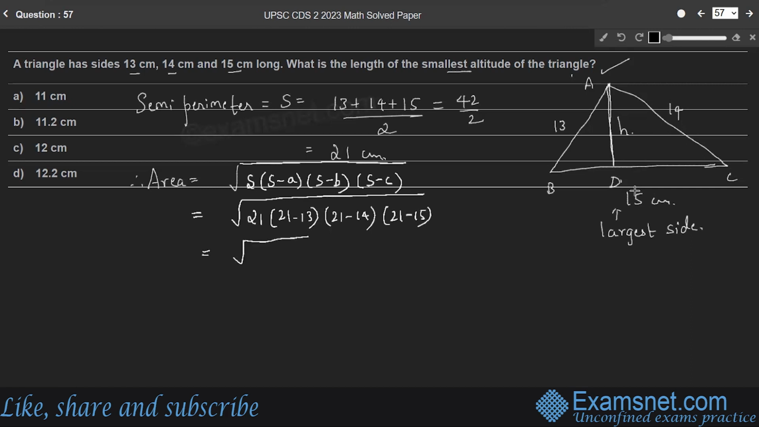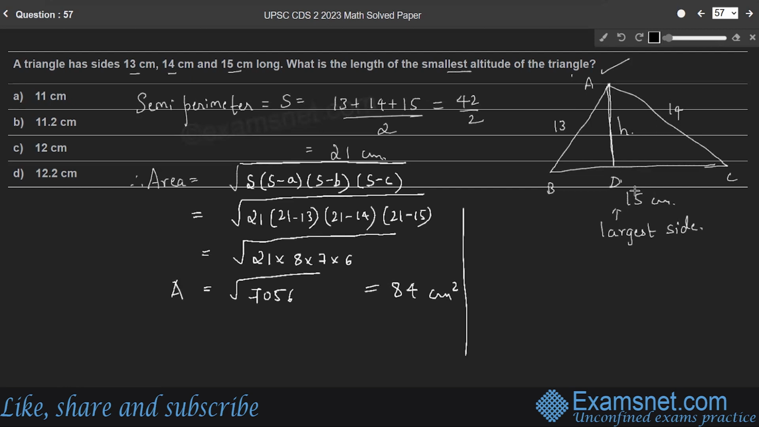Therefore, it is the square root of 21 into 8 into 7 into 6. So the area of the triangle is, simplify it, we'll take the product of all these: 21 into 8 into 7 into 6. You will get 7056, right? And it's a square root. Yes. Square root of 7056 is 84. So the area of the triangle is 84 centimeter square, right?